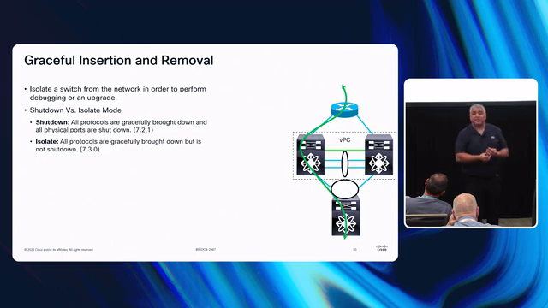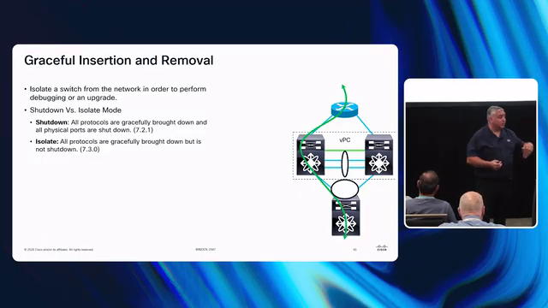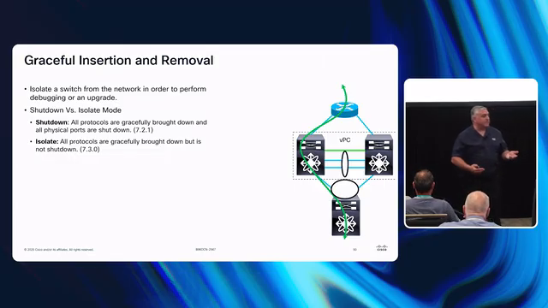So the original GIR was very, very rudimentary. You basically force the traffic to switch by shutting down all its ports. So if you shut down all its ports, the traffic will automatically switch to the other side. However, the problem with that one is if you come back into the network, it takes a long time for convergence to occur because now you have to relearn everything. You have to run all the protocols. You have to reprogram all the ASICs. So we came up with something more intelligent in 7.3.